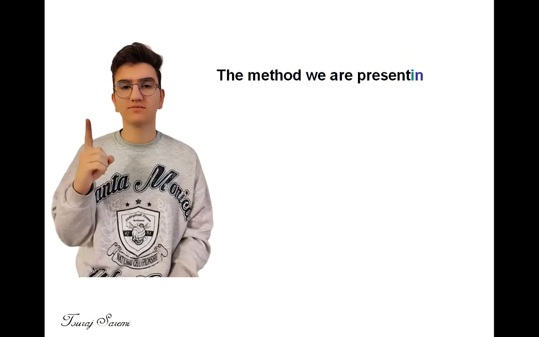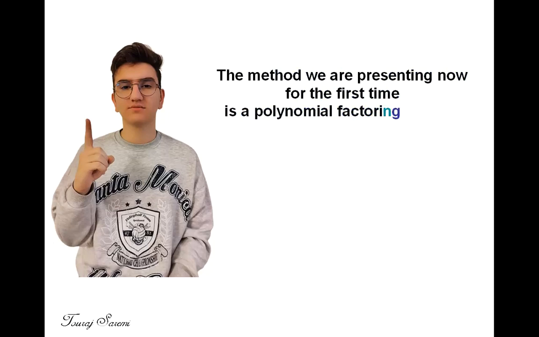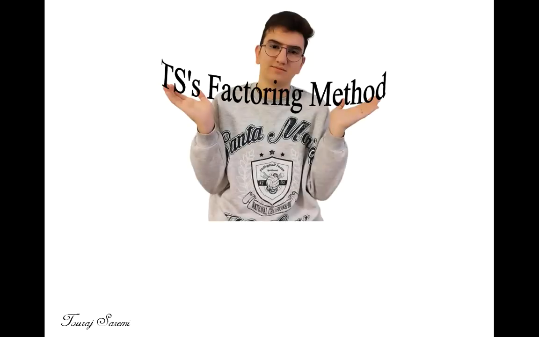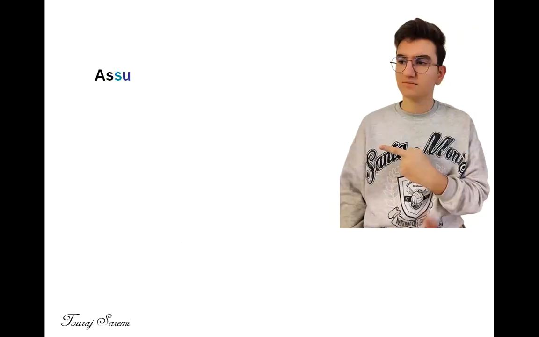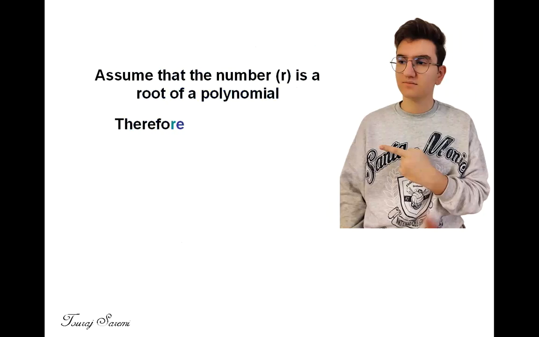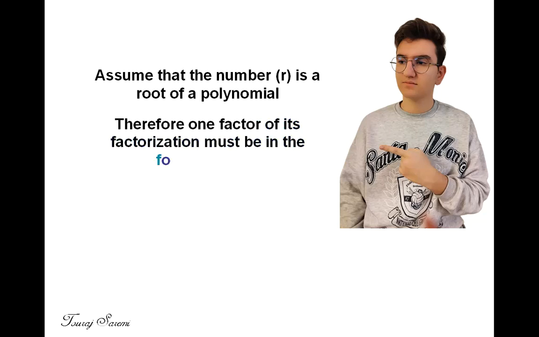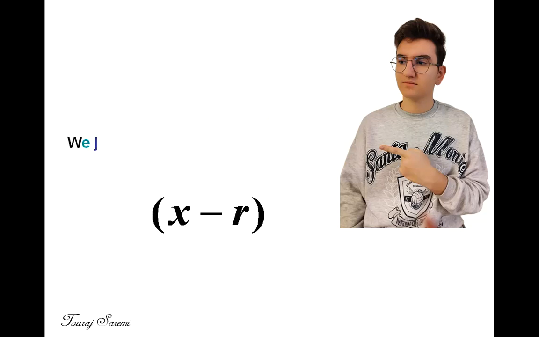The method we are presenting now for the first time is a polynomial factoring method based on having one of its roots. TS's factoring method. In this method, we no longer perform division and directly obtain the quotient. Assume that the number, r, is a root of a polynomial. Therefore, one factor of its factorization must be in the following form. We just need to find the second factor.